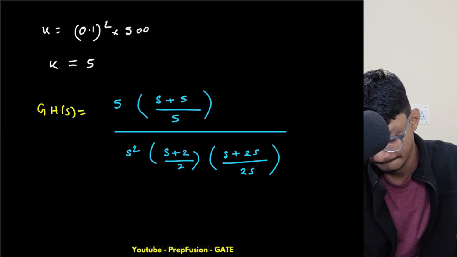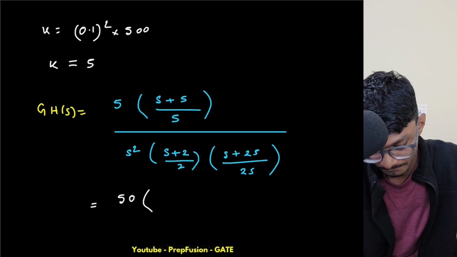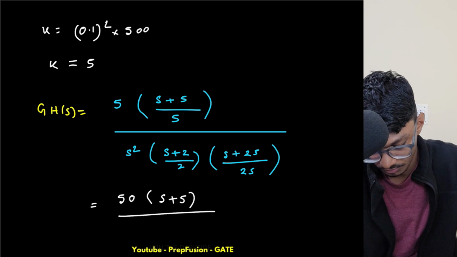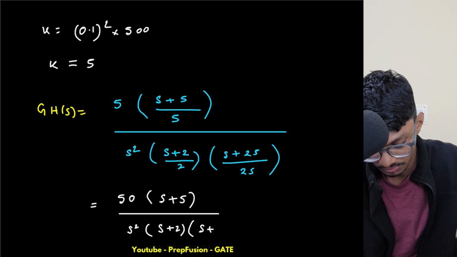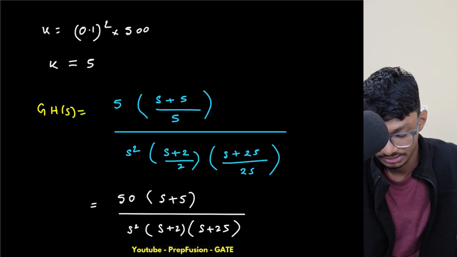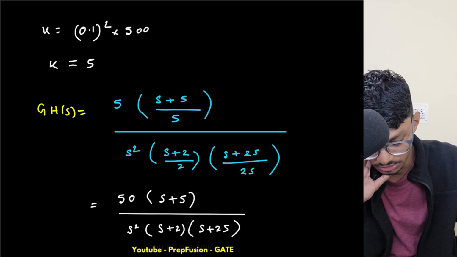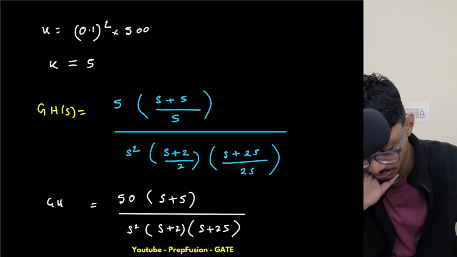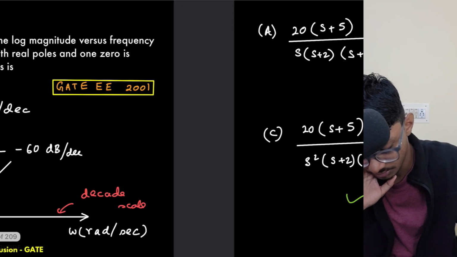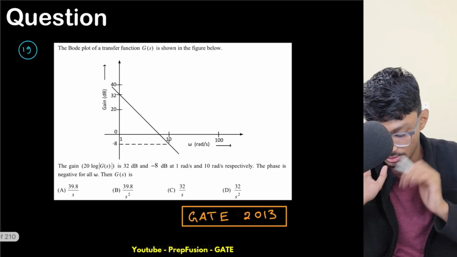So this becomes 50 into (s plus 5), divided by s square, (s plus 2) into (s plus 25). So this is my answer. So which option is matching? So basically g of h of s is this, and option, I think B, what was it? No, option D. Option D is matching. So this is the question.